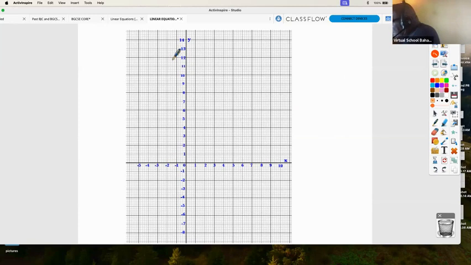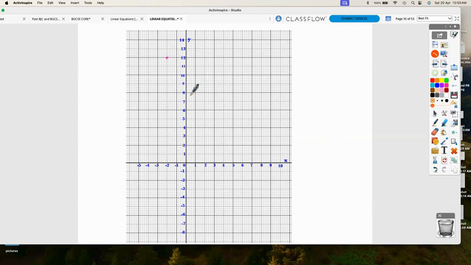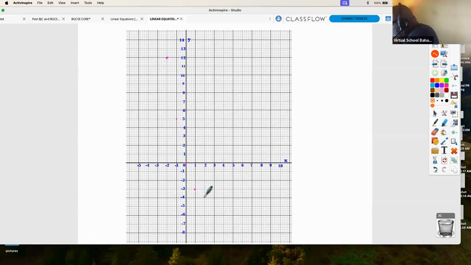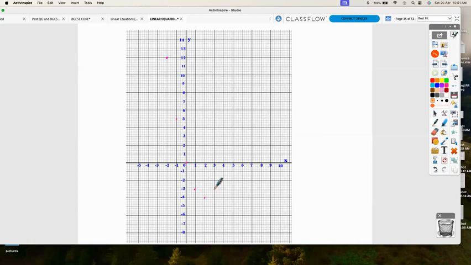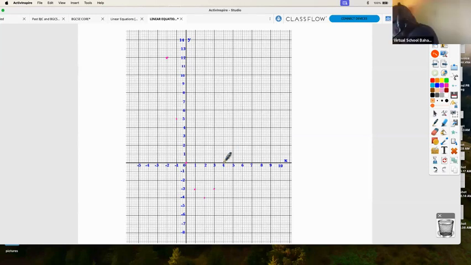-2, 12, right? So that is 1 point. What was the next point? -1, 5. And the next point? 0, 0. Then 1, -3. Then 2, -4. And then the next one will be 3, -3. Then the next one will be 4, 0. And then 5, 5.